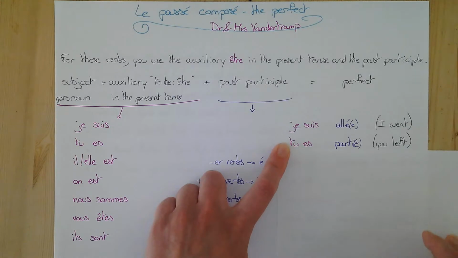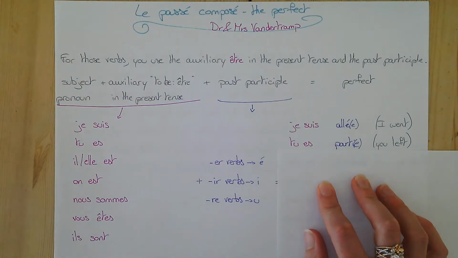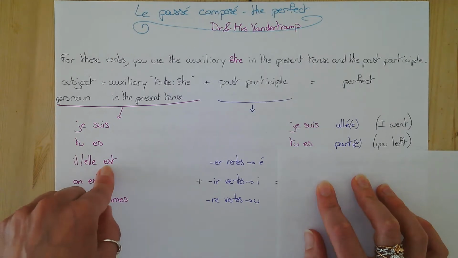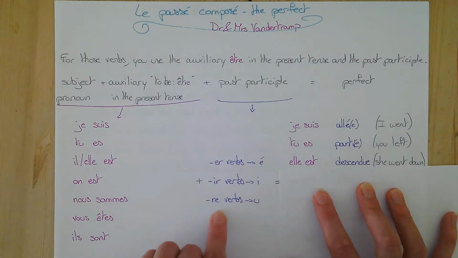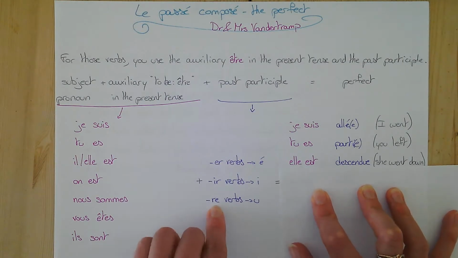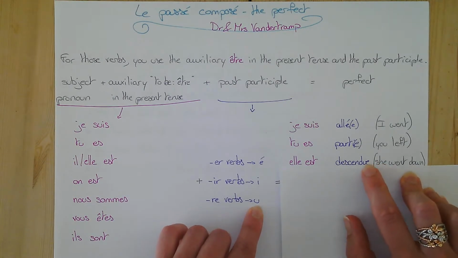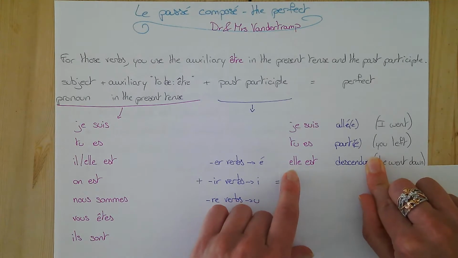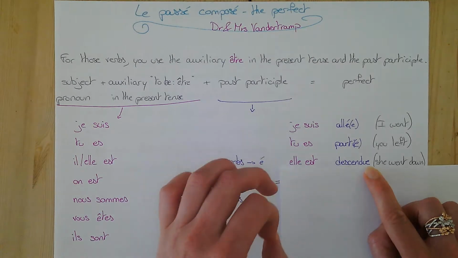Next one, if you want to say she went down the stairs, for example, or she has gone down the stairs, you will literally say she is gone down. So she is elle est, and to go down is the verb descendre. So if you take off that re and put a u instead, that gives you that. But once again, we are talking about she here, so there are no brackets or anything. You need the E right away. One last example.